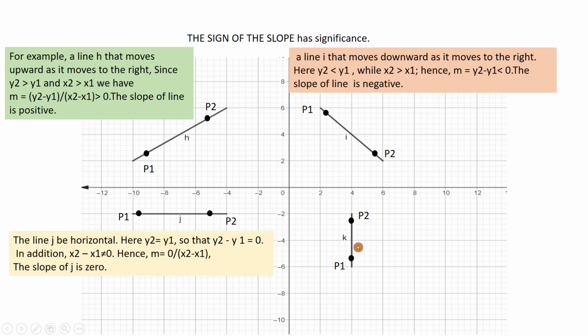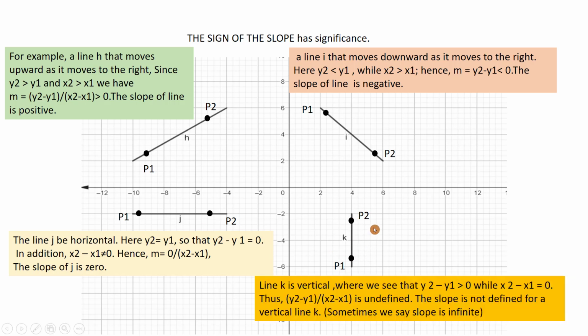Regarding vertical lines, let us verify mathematically which slope is infinite. As we see, y2 minus y1 is greater than 0, that's y2, that's y1, but x2 minus x1 is 0. So y2 minus y1, which is greater than 0, over 0, it's an undefined expression in mathematics. Sometimes we call it the slope is infinite.